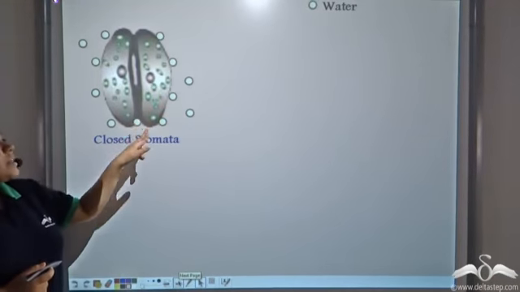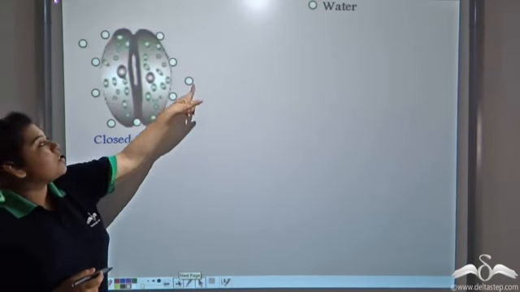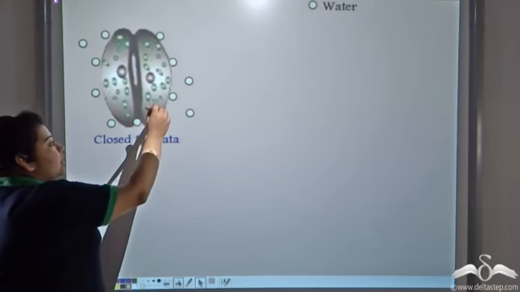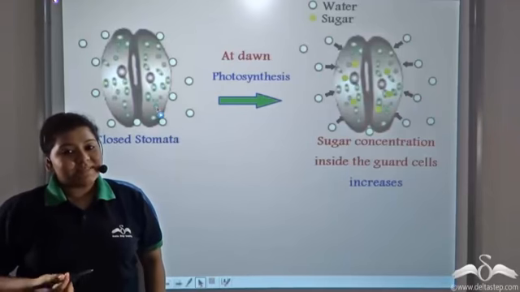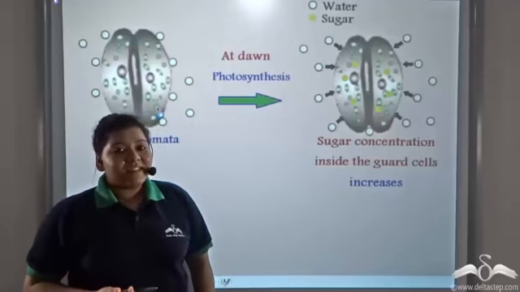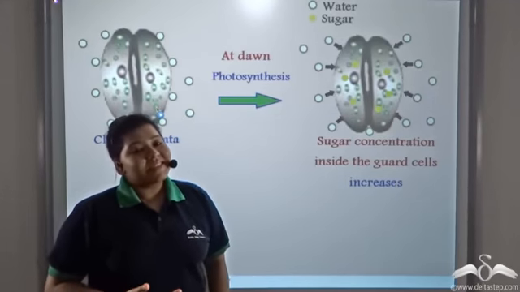Now, stomata remain closed during the night time, and see, there are water molecules in its adjacent cells. Now, at dawn, when photosynthesis takes place, the guard cells, being green in color, photosynthesize and so produce glucose.